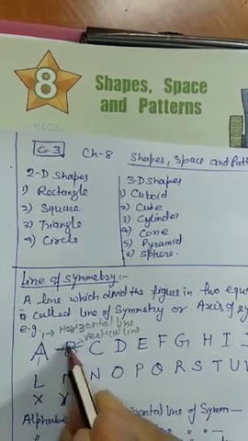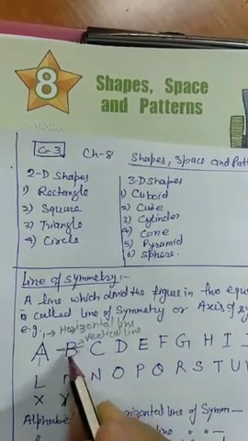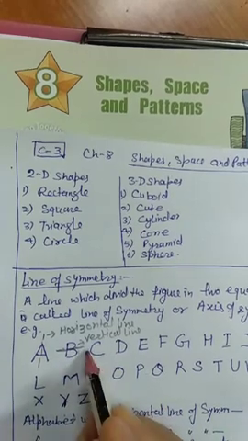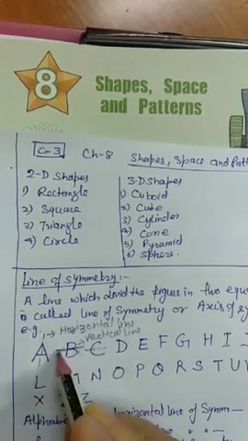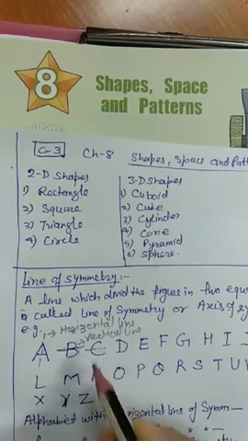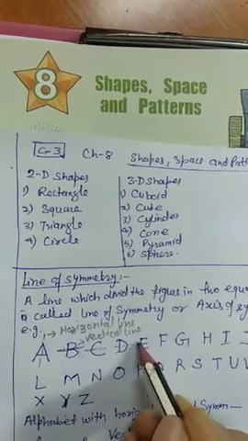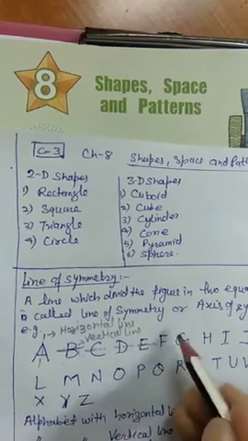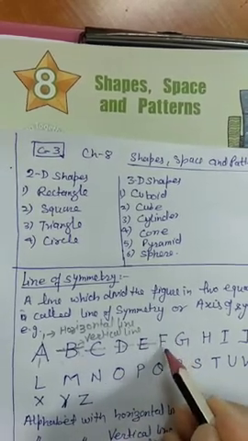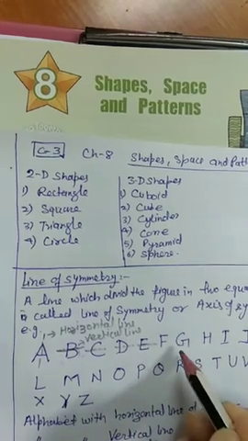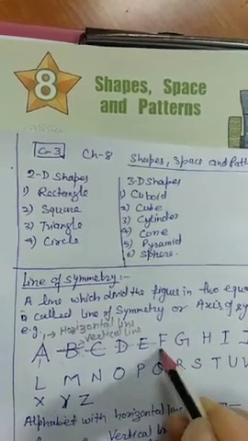Like B, for this one the line is like this, because the top and bottom parts are the same. C, line of symmetry, again this type of line is called a vertical line of symmetry. And D can be like this, line of symmetry. E, line of symmetry is also vertical. F doesn't have a line of symmetry. If you do like this or like this, the parts are not the same. G, no.